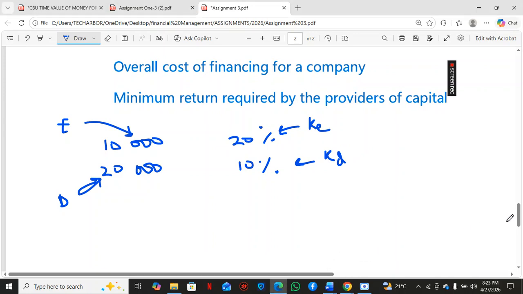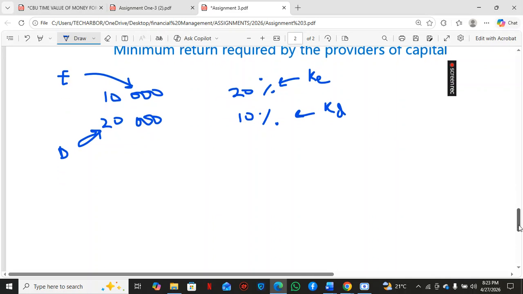So when you hear the part "weighted," what it means is this equity financing and this debt financing, you're going to total it up. So 10,000 plus 20,000, that is 30,000 kwacha. This is the total money that you've raised. So when we talk about weightages, you're just asking out of this 30,000, what percent is equity and what percent is debt? So this is the formula for the weighted average cost of capital.